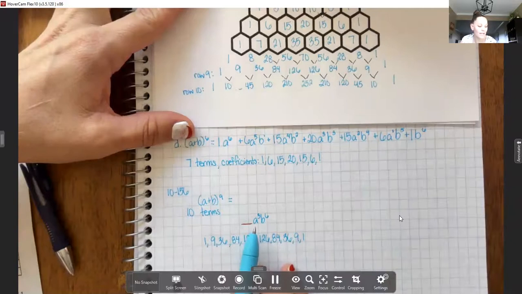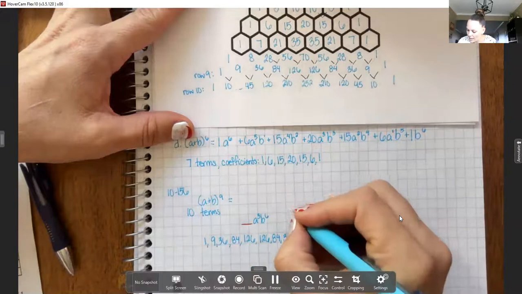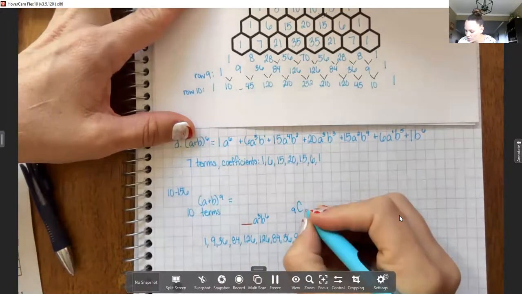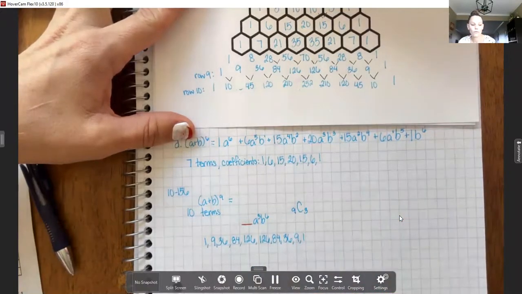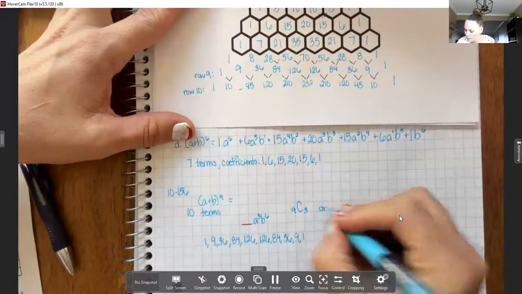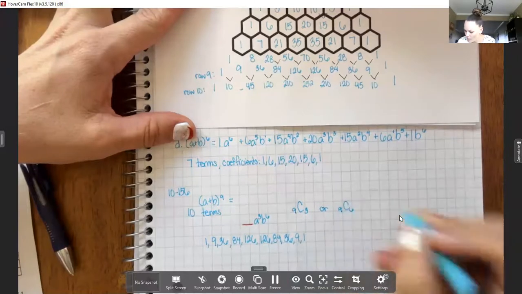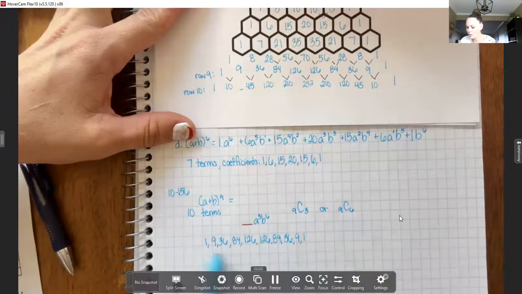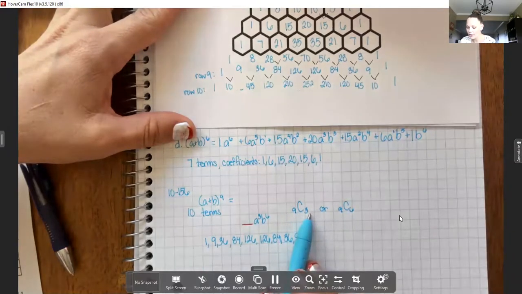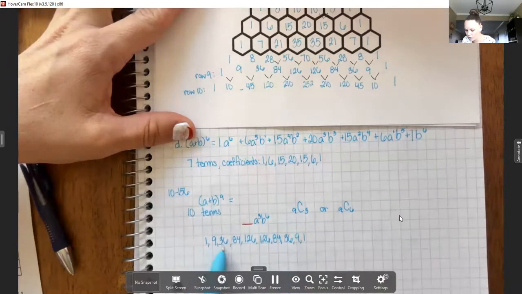So if we want a to the 3rd, we're going to want to look at 9 choose 3 or 9 choose 6, because we can see that they repeat, so these are going to be the same things. We can type that into our calculator, or we can just say this is choose 0, choose 1, choose 2, choose 3. So it would be 84.